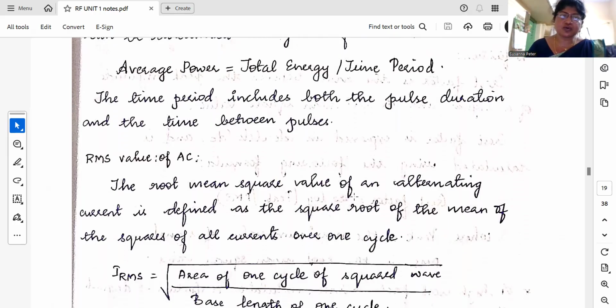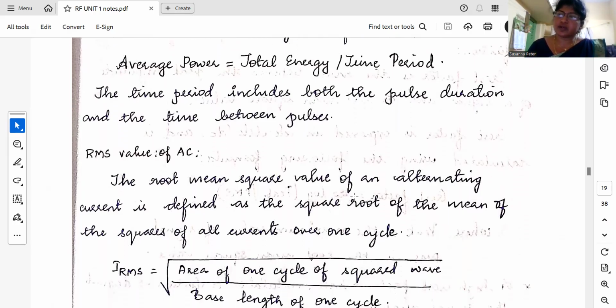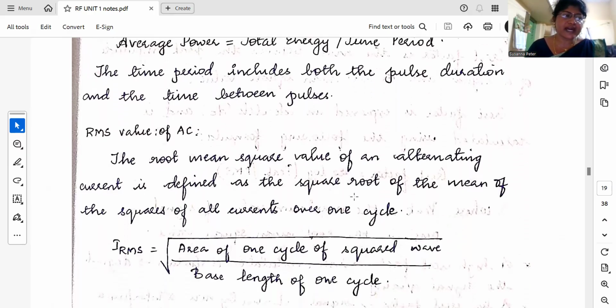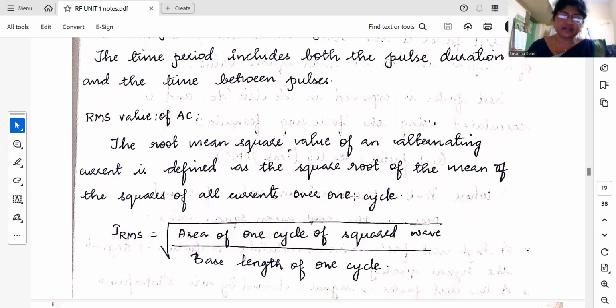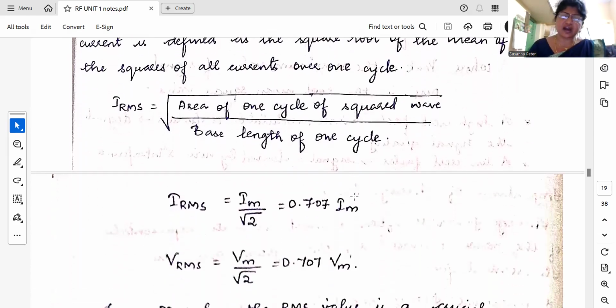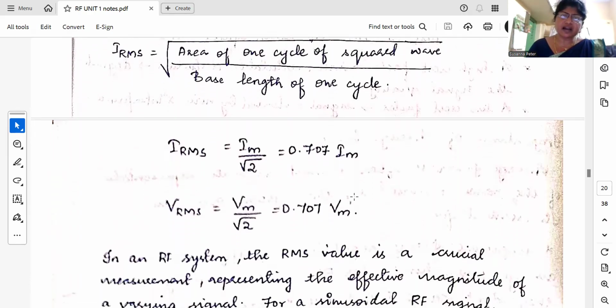Next, coming to the RMS value of the AC. We finished average value or average power, and now the RMS value. The RMS value is the square root of the average of the square of the instantaneous values, over one cycle. So RMS is given as the square root of the area of one cycle of the squared wave divided by the base length of one cycle. This is your formula for RMS current. And you also have an expression for RMS voltage, which is V RMS.